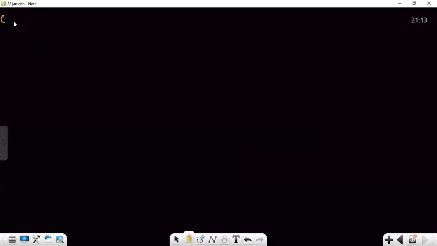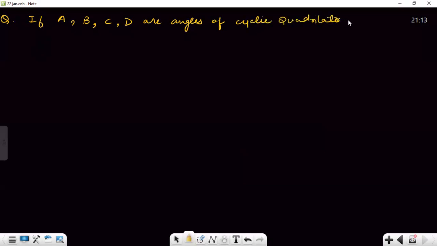The question is, if A, B, C, and D are the angles of a cyclic quadrilateral, and cos of A plus cos of B is equal to K into cosine of C plus cosine of D, then we need to find out what is the value of K.